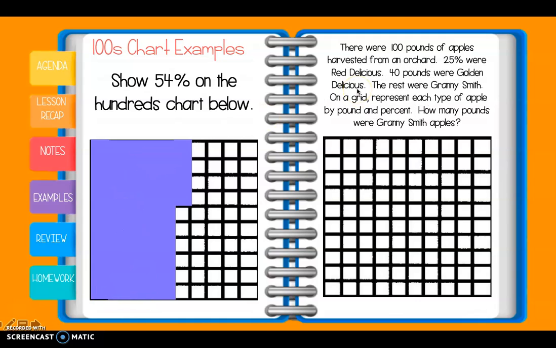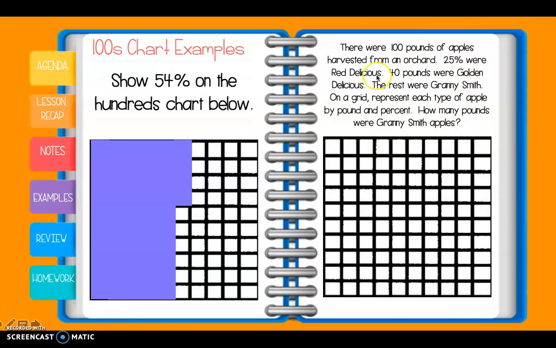Okay. All right, so let's try a real world problem using our hundreds charts. Like this is what your assignment's going to look like for the most part. It says there were 100 pounds of apples harvested from an orchard. 25% of them were Red Delicious, 40 pounds were Golden Delicious, and the rest were Granny Smith. On the grid, represent each type of apple by pound and percent, and then how many pounds were Granny Smith.